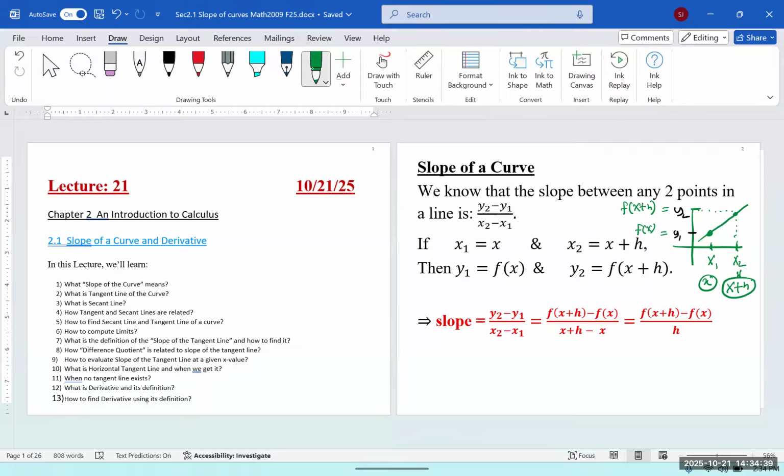But this one also has another name, right? What's another name for this thing? Who remembers? Does it look familiar to you? Difference quotient. If you didn't notice it before, now you're observing that the difference quotient is actually the slope of a line that goes through 2 points.